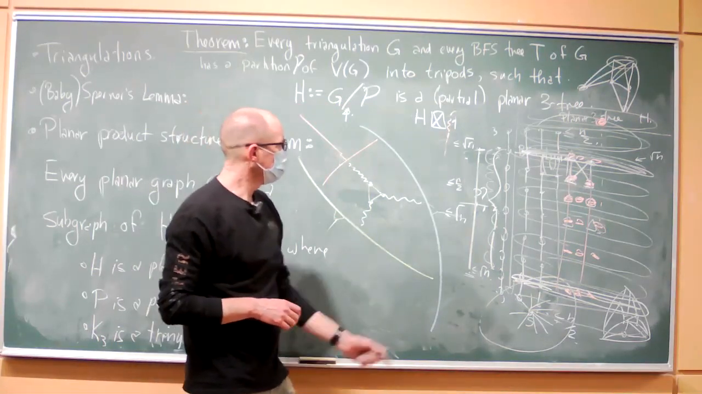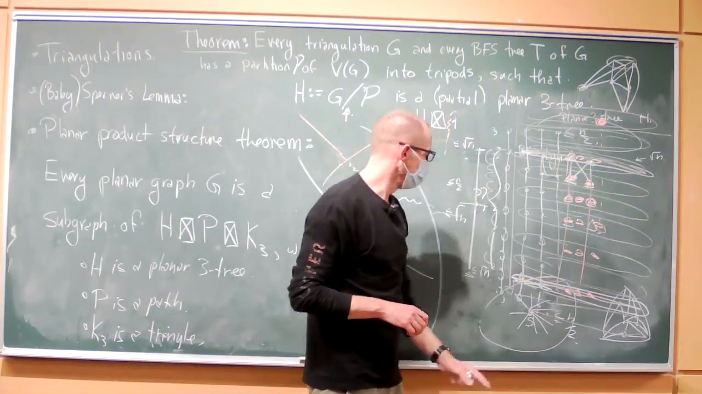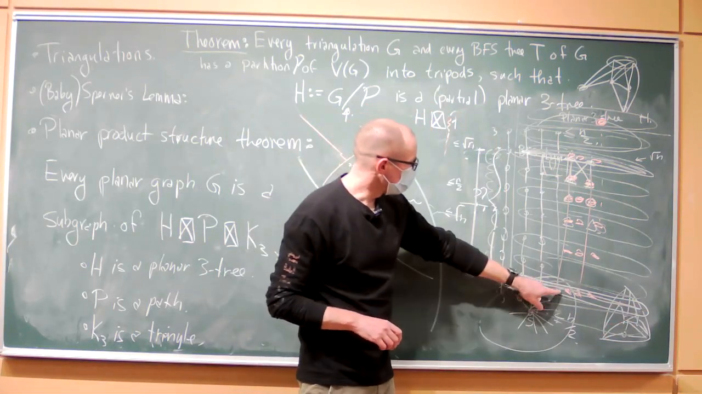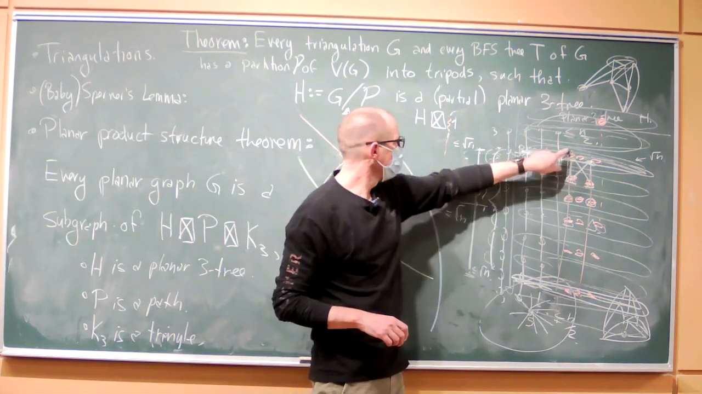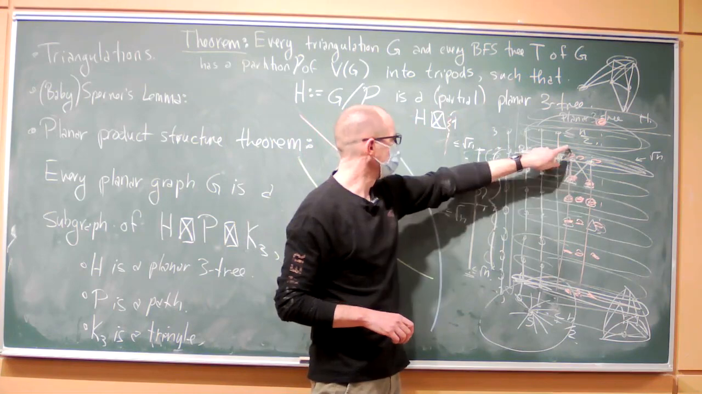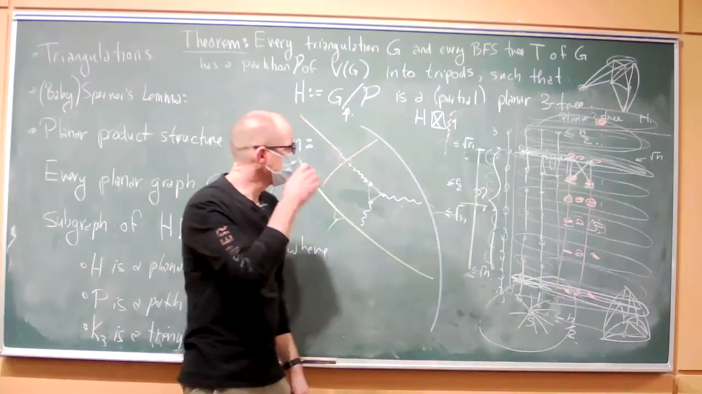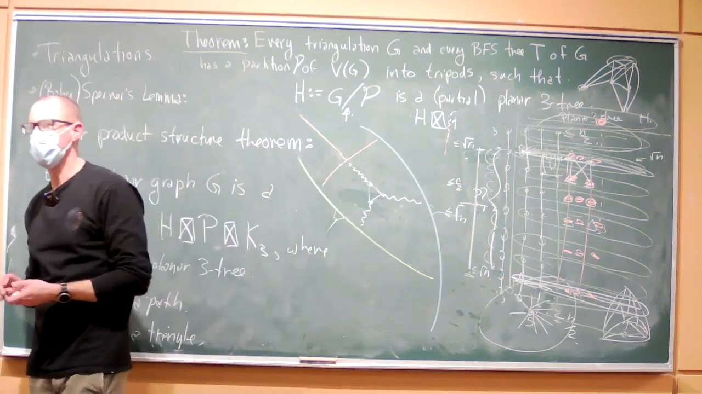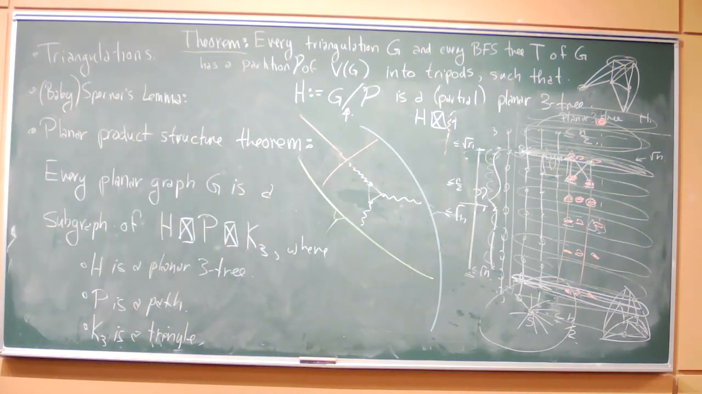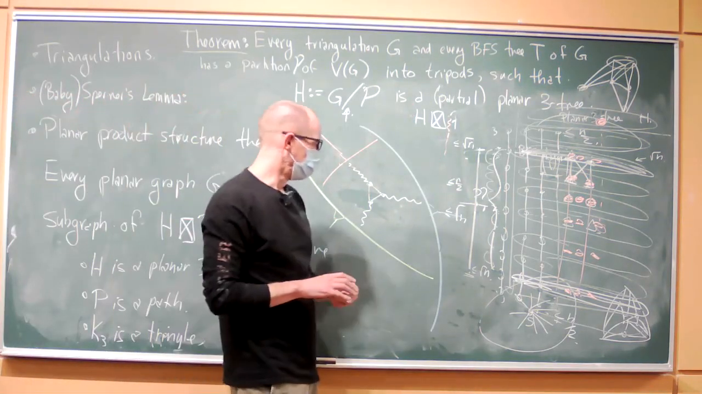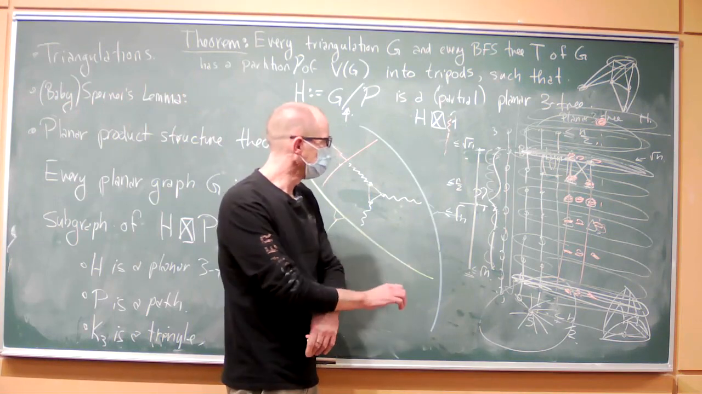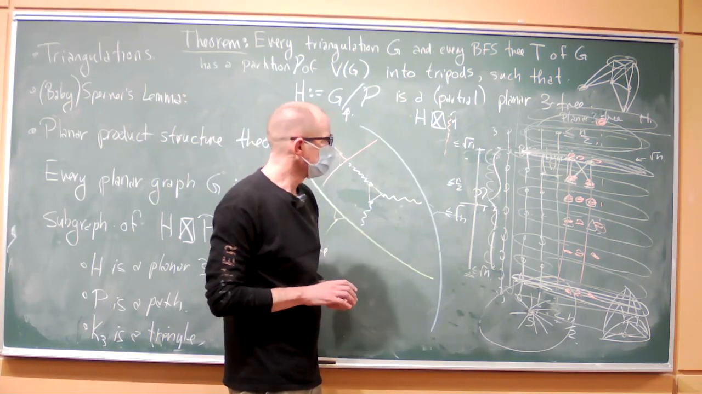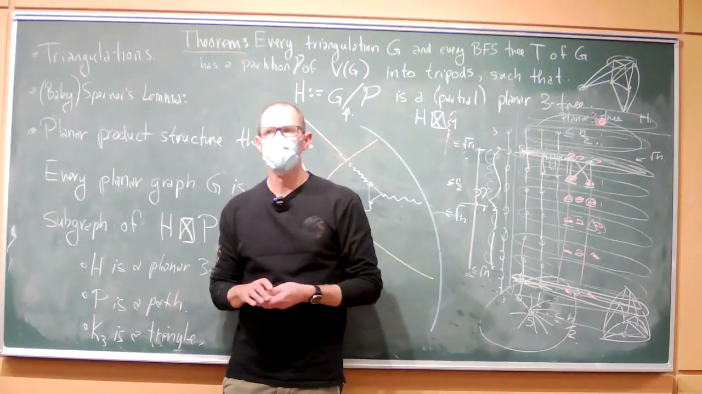How big is the separator? Well, this piece has size less than root n. This piece has size less than root n. This piece has 9 vertices per layer, and there are only root n layers. So that's not more than 11 root n vertices total in the separator. Okay. All right. So that is a good place to stop for today. And next class, we'll look at a few applications of this stuff.